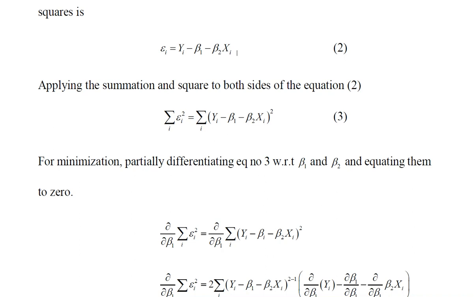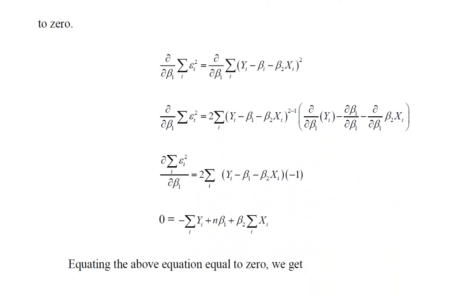In the next step, for the purpose of minimization, we partially differentiate equation number 3 with respect to the intercept and slope. As you know, beta 1 is our intercept here and beta 2 is the slope, and then we equate the final term to 0. We start first by partially differentiating equation number 3 with respect to the intercept. So partial over partial beta 1 of the sum of ei squared is equal to partial over partial beta 1 of the sum of yi minus beta 1 minus beta 2 xi, squared.